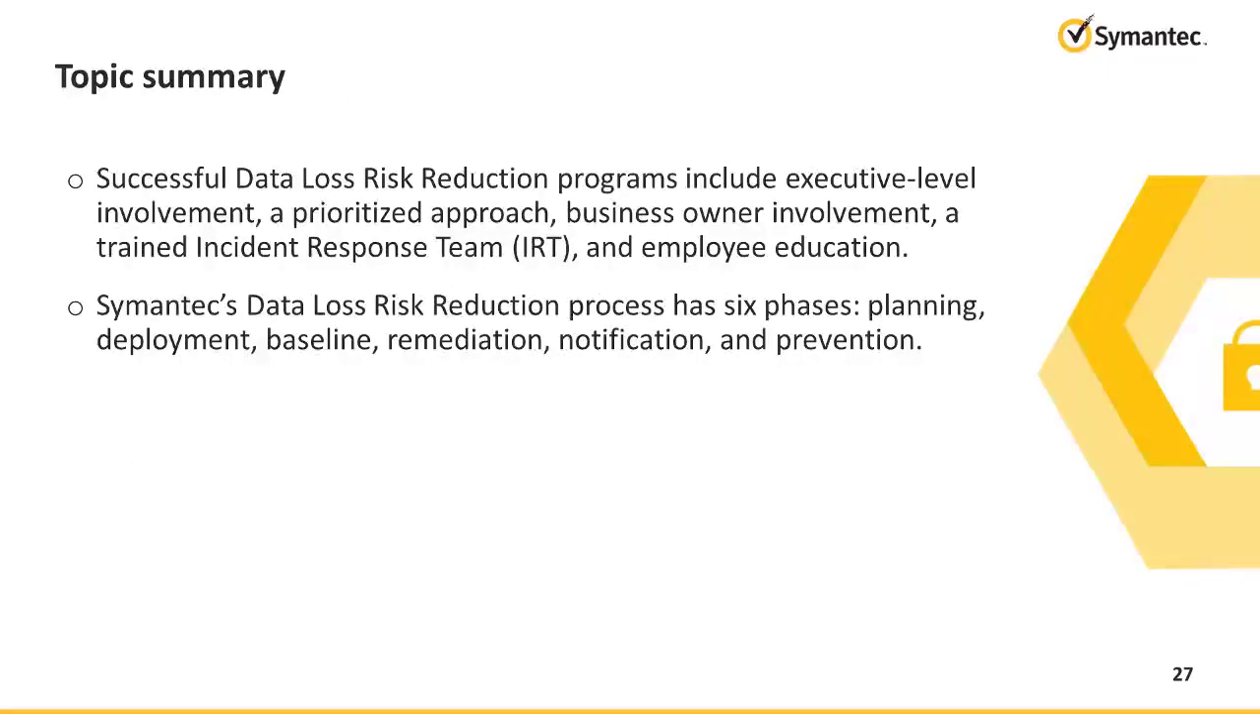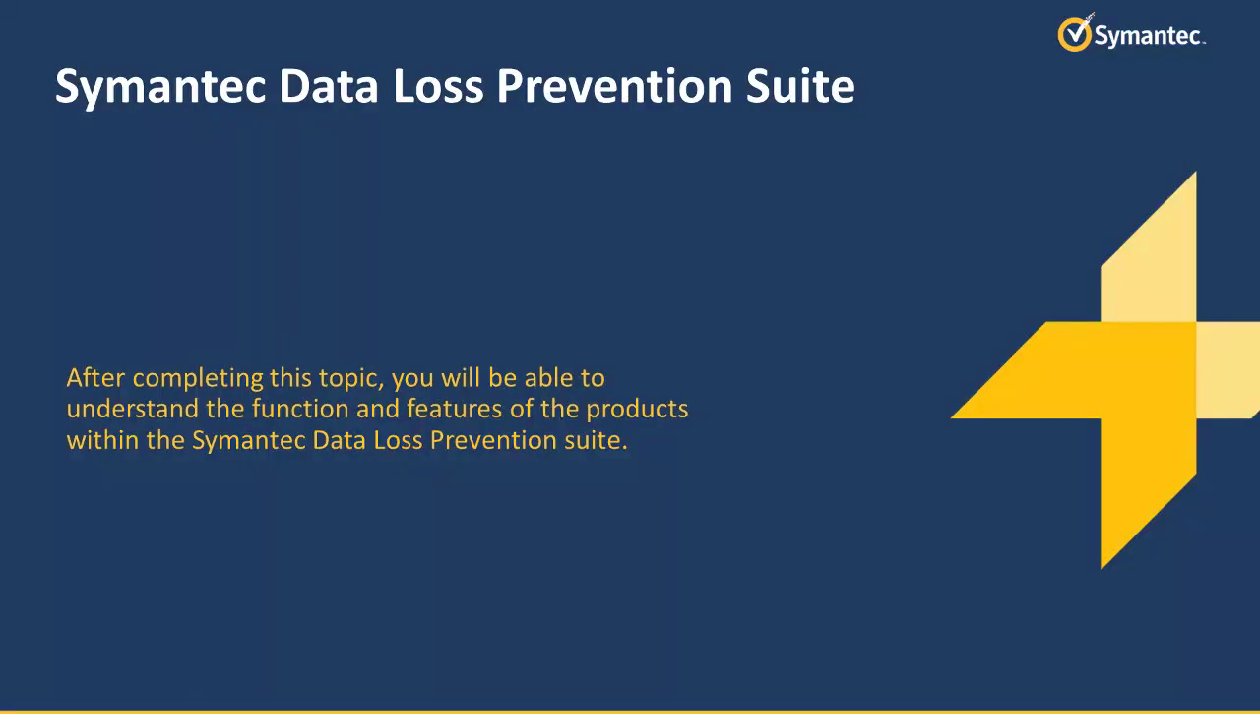In summary, the Symantec Data Loss Risk Reduction Program proposes a comprehensive business-oriented program to achieve greater risk reduction, faster, and with fewer resources. The Symantec Data Loss Risk Reduction process has 6 phases: planning, deployment, baseline, remediation, notification, and prevention.